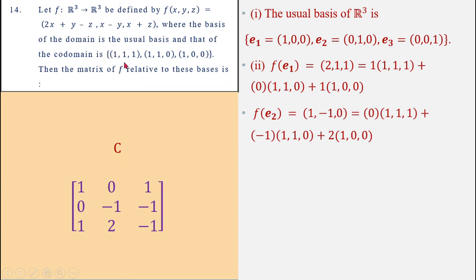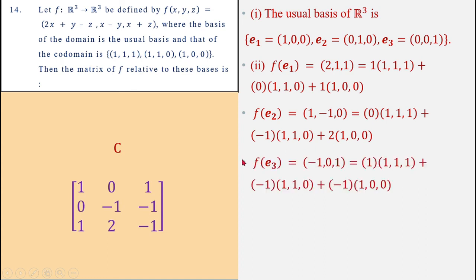Now you have to express this (1, -1, 0) again as a linear combination of basis vectors of the codomain. So we will get it as 0 times (1, 1, 1) plus -1 times (1, 1, 0) plus 2 times (1, 0, 0). Now we have to express the third basis vector, e3 vector equal to (0, 0, 1). You have to find its image under the given transformation. By substituting x equal to y equal to 0 and z equal to 1, you will get the image as (-1, 0, 1). Okay, and it can be expressed as a linear combination of basis vectors of the codomain as 1 times (1, 1, 1) plus -1 times (1, 1, 0) plus -1 times (1, 0, 0).